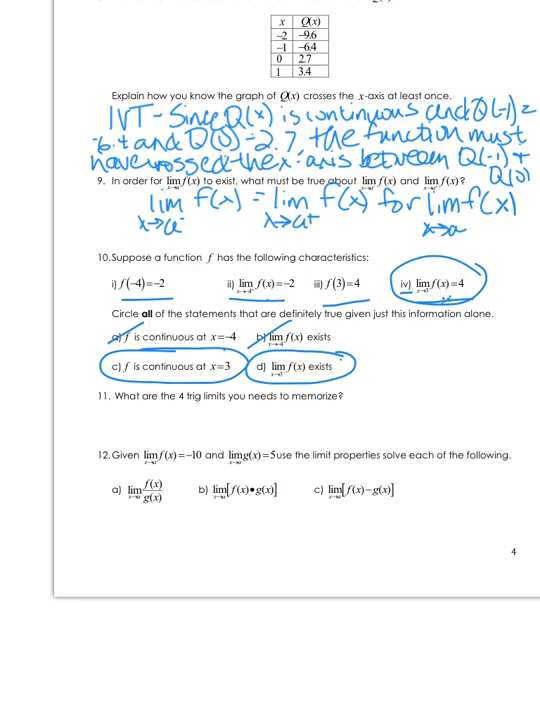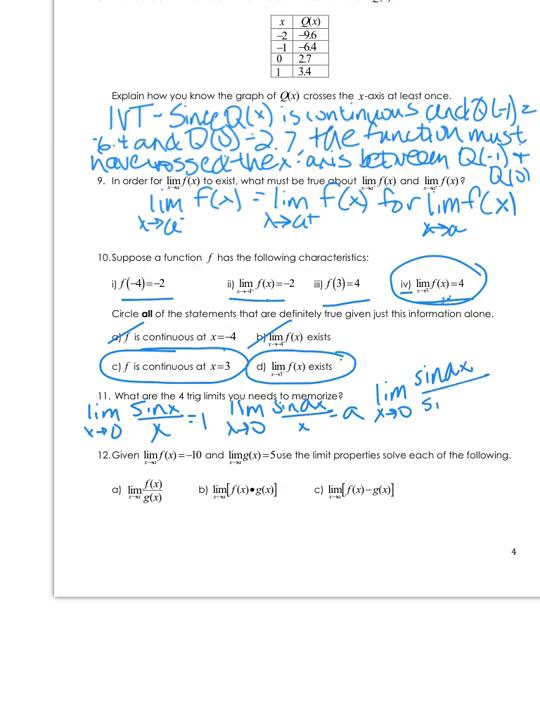The 4 trig limits that you have to memorize, you can look them up, but I'll write them here. The limit as x approaches 0 of sine x over x is equal to 1. The limit as x approaches 0 of sine ax over x is a. Going in a little different order than when I wrote it down on my key. The limit as x approaches 0 of sine ax over sine bx is a over b, excuse me.